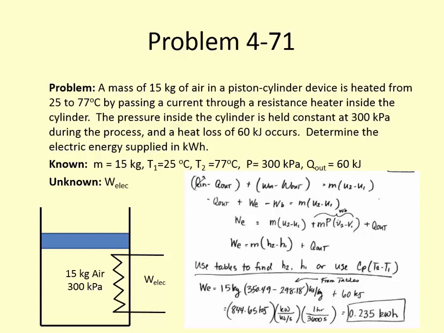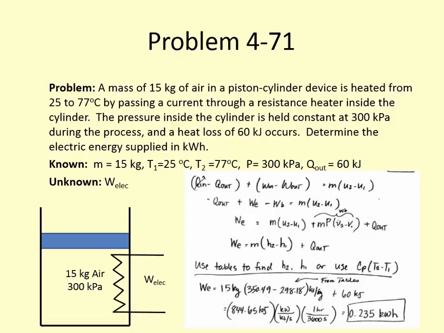Okay, so yes, the mass is known, T1 is known at 25 degrees Celsius, T2 is known, 77 degrees Celsius, the pressure is known, it's 300 kilopascals, and it's constant, so P1 is equal to P2. And then we're told that there's a 60 kilojoule heat loss to the surroundings. So there's some Q out equal to 60 kilojoules. All that information was gleaned from this problem. We want to know the electrical input.